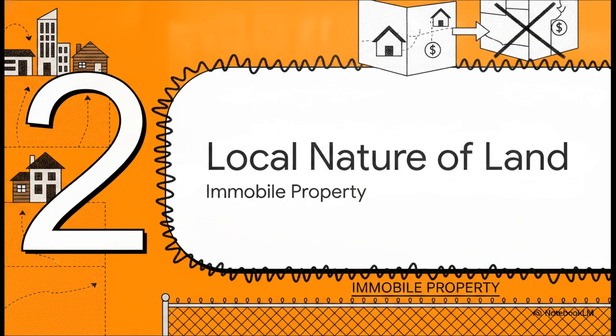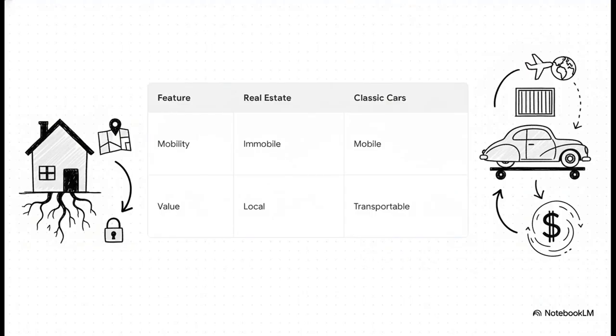Moving right along to Section 2, the local nature of land. So you might be wondering, why does a red-hot real estate market in one state mean absolutely nothing to a property sitting just a few states over? Well, unlike high-value items like classic cars or artwork, land is literally immobile and indestructible.